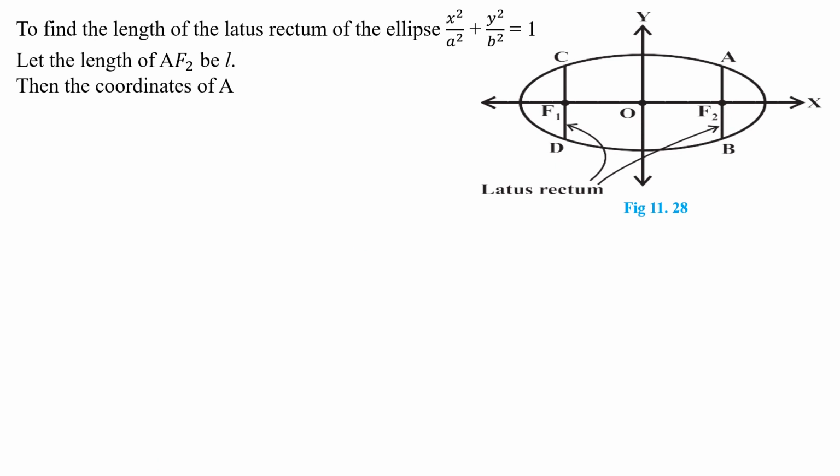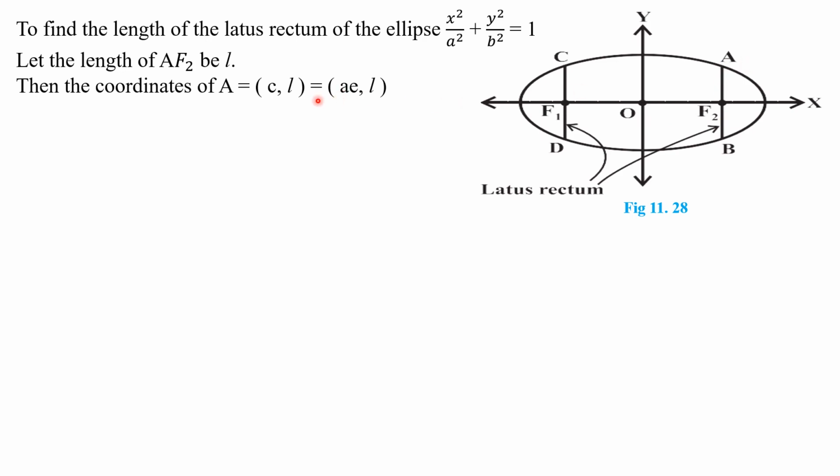Then the coordinates of A are (c, L), that is (ae, L). Yes or no, my children? What is the x coordinate of A? From O to F2 we have to reach, and after that F2 to A. So the x coordinate of A is c and the y coordinate of A is L.